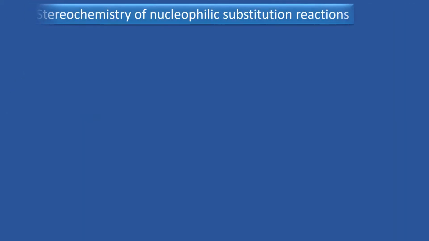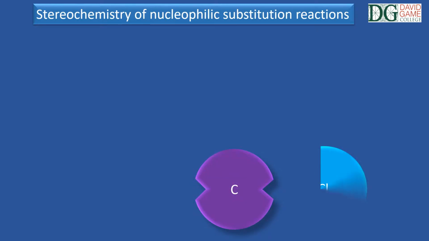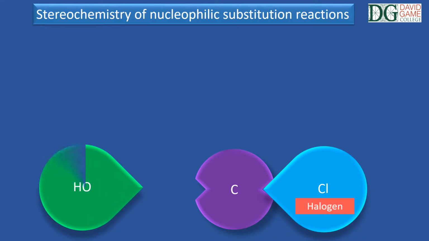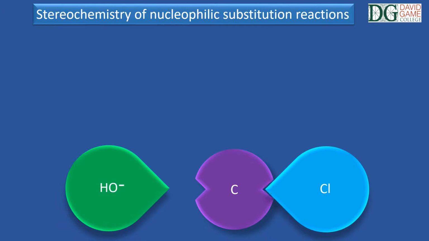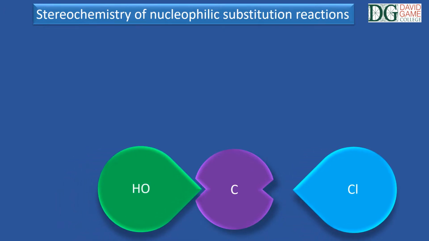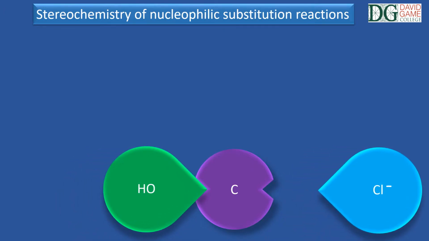A nucleophilic substitution involves the replacement of a halogen, such as chlorine, with a nucleophile, such as hydroxide. A nucleophile is an electron-rich atom, molecule or ion that is attracted by and can donate a pair of electrons to a positively charged center, such as carbon, to form a chemical bond.